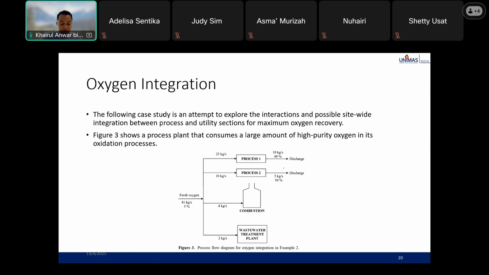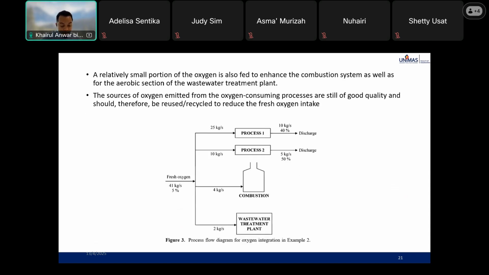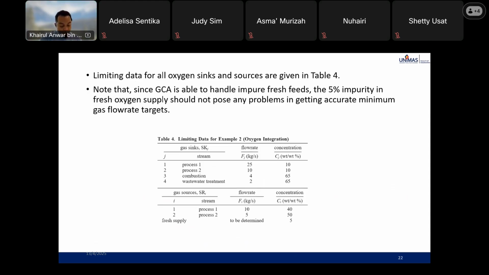Limiting data for all constituents and resources are given in the table. Note that since the TCA is able to handle impure fresh feed, a 5% quality drop in oxygen supply should not pose any problem in getting to the maximum gas flow target. The GCT for this case study is in Table 5, with a fresh oxygen supply and discharge target of 40%.